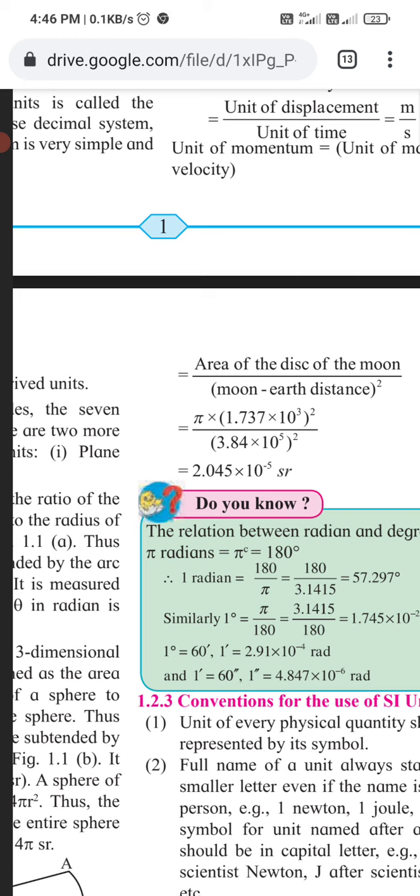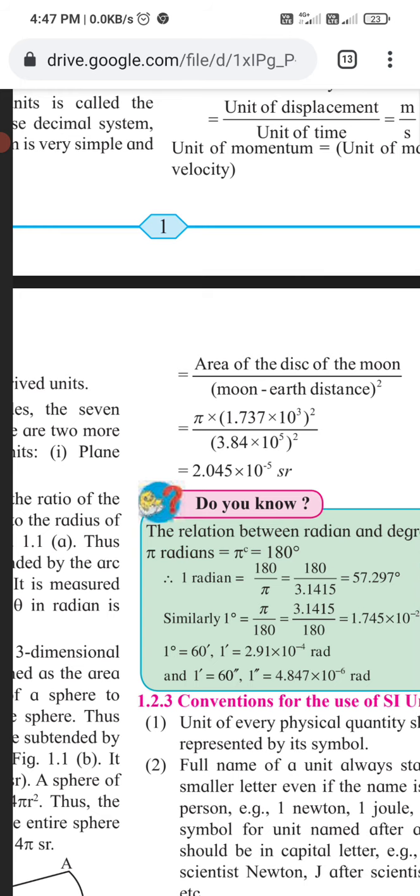The relation between radian and degree: pi radian is equal to 180 degree. So 1 radian is equal to 180 upon pi, that is 180 upon 3.1415, which is equal to 57.297 degree. Similarly, 1 degree is equal to pi upon 180, that is 3.1415 upon 180, which is 1.745 into 10 raised to minus 2 radian.